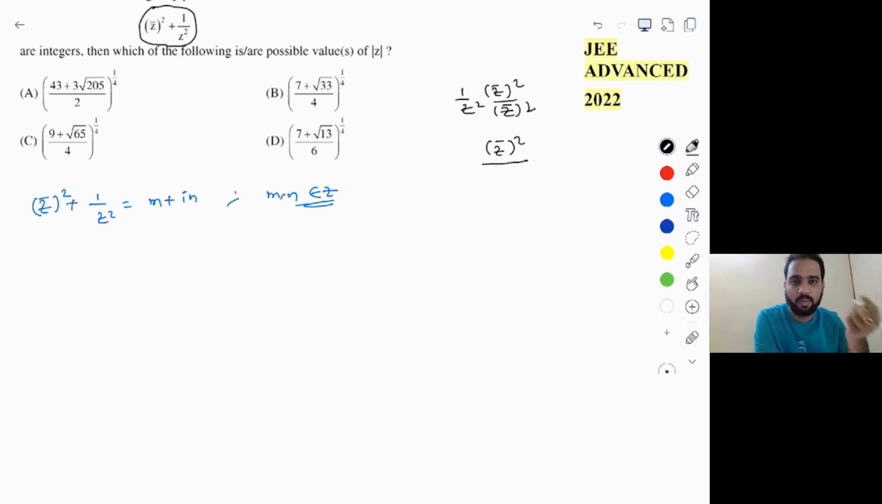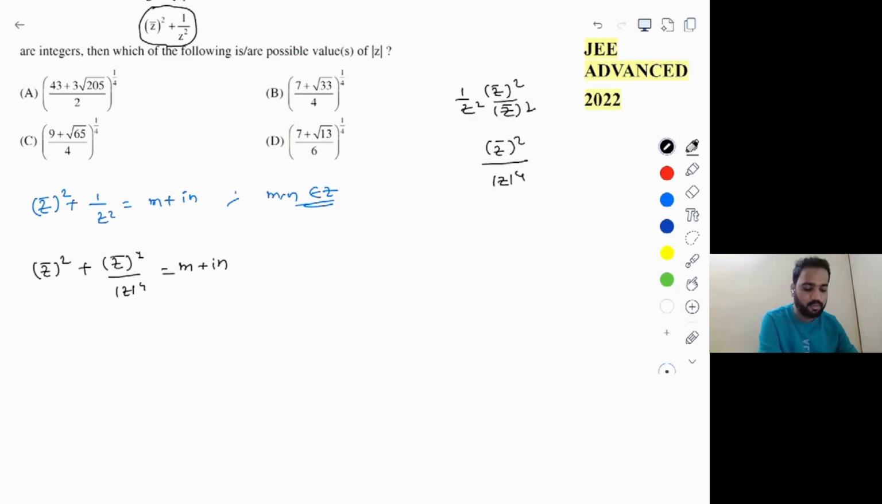But what is z into z bar, mod z whole square? So which makes the denominator here as mod z whole to the power of 4. Okay. So let us take that and substitute it back here, so that the equation reduces to z bar whole square plus z bar whole square divided by mod z to the power of 4 is equal to m plus in.